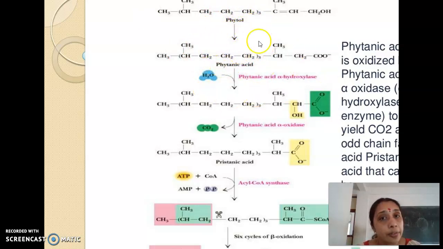Right? So phytol will be converted into phytanic acid. This phytanic acid is a fatty acid, but it has side chains at the beta position, so it cannot carry out the normal beta oxidative pathway, right? Instead, some sort of modification happens and the alpha carbon is attacked. Hence, the pathway is known as alpha oxidation. So how is alpha oxidation happening? The methyl group actually blocks the beta oxidative enzymes. Now, beta oxidation is not taking place.